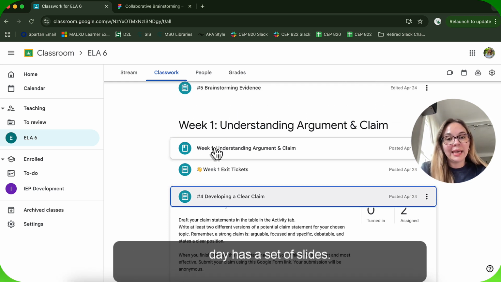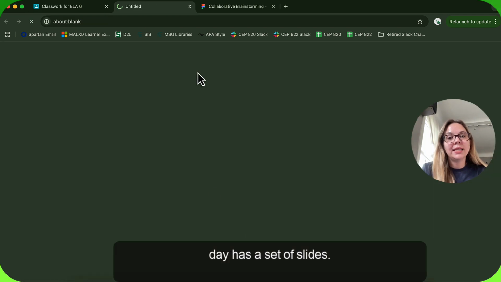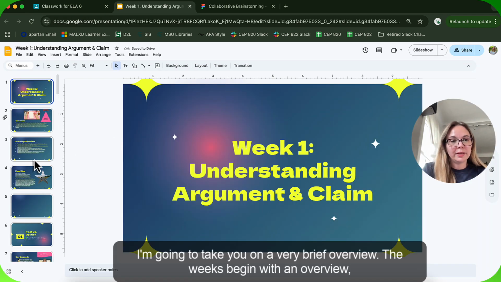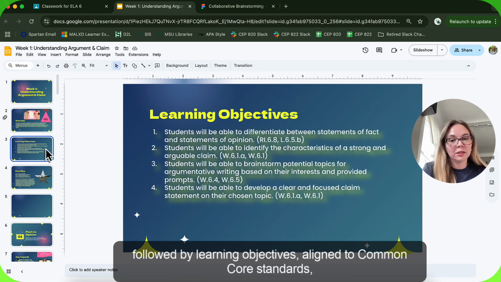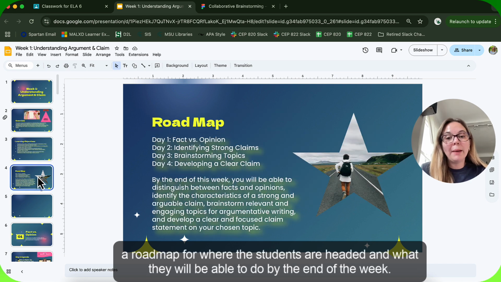Each day has a set of slides. I'm going to take you on a very brief overview. The weeks begin with an overview, followed by learning objectives aligned to Common Core standards, a roadmap for where the students are headed and what they will be able to do by the end of the week.